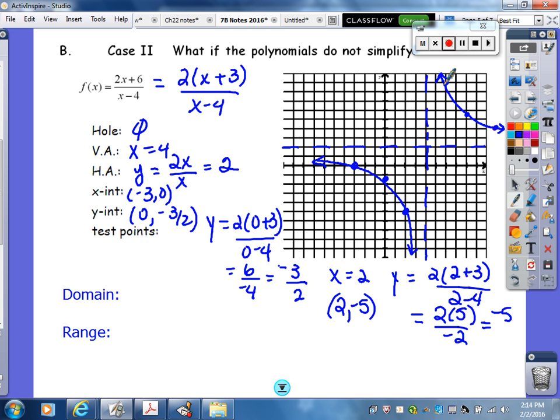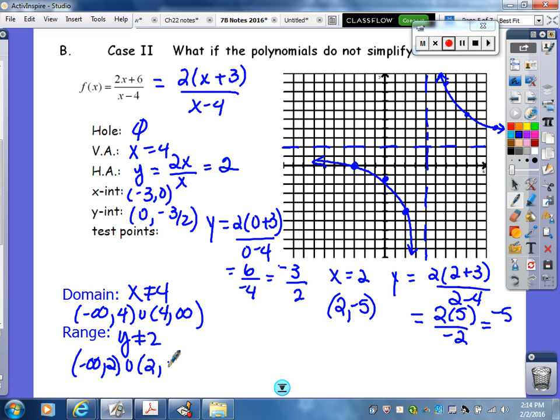All right, let's do domain. We don't have a hole, but I do have a vertical asymptote, so x cannot equal 4. So negative infinity to 4 union 4 to infinity is another way of writing this. My range, y cannot equal 2. So negative infinity to 2 union 2 to infinity. I'm skipping over my 2. All right, so there's a case where my polynomials do not simplify, do not have a hole.